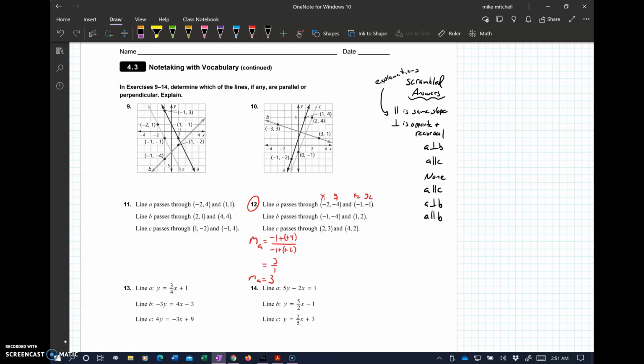Let's do this in a different color. Slope of line B: 2 minus -4 over 1 minus -1, keep change, plus a positive. 6 over 2, so the slope of line B is 3. Hey, A and B are parallel. Let's see what's up with C.